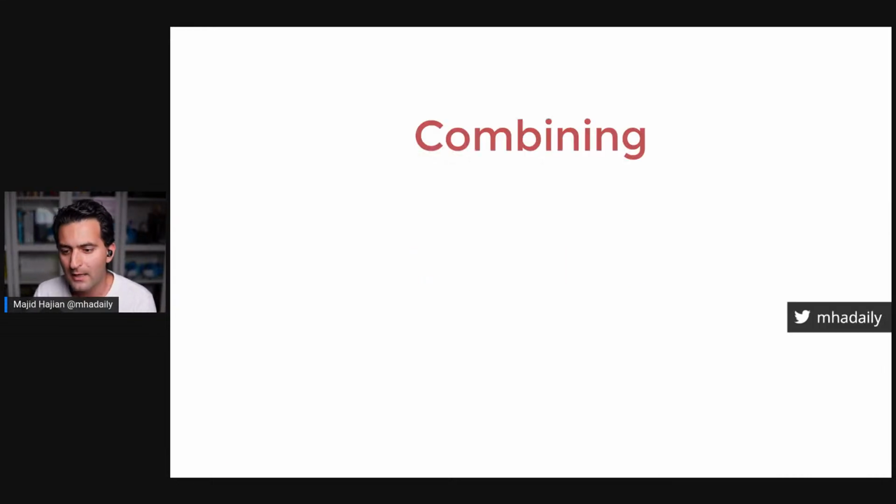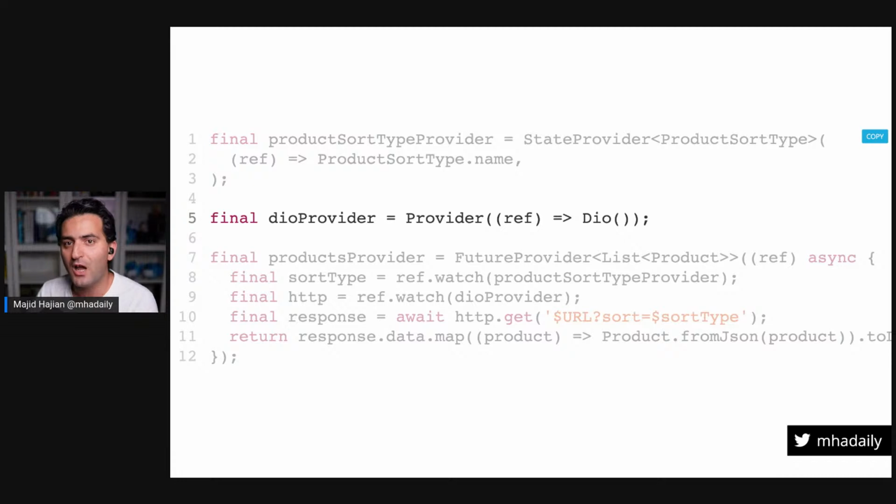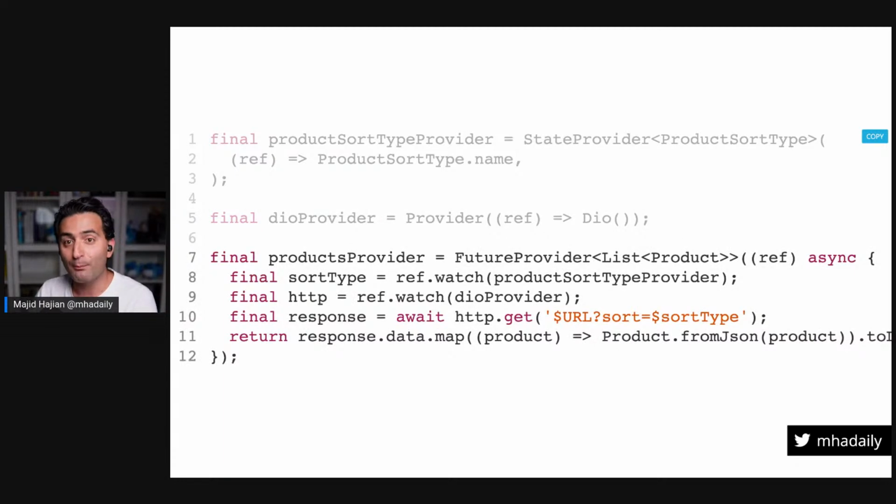This is very common. And in fact, this is one of the things that you can do with Riverpod as easily as possible. Imagine now you have 2 providers. A state provider returning you, as we already had in the examples, product sort type, and you have an HTTP client like Dio or whatever HTTP. 2 providers, right? Simple. You define that. Now you define your products provider where it's going to get the products.